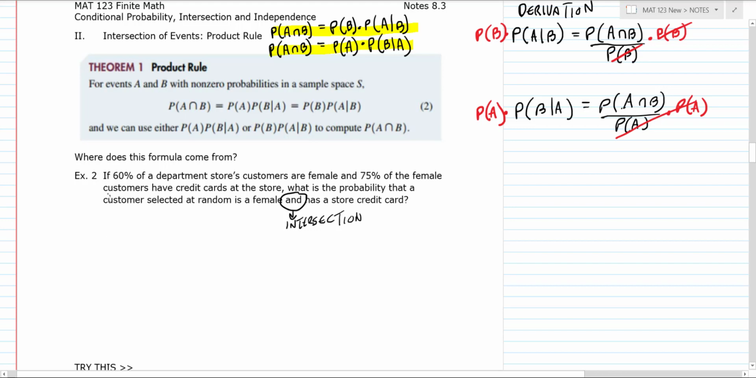So let's identify our sets. First of all, let S be the sample space, and that would be all store customers. You want to write all this stuff down so that when you're referring to how I'm doing this, you'll know what everything represents. The other thing we have is F, the female customers.